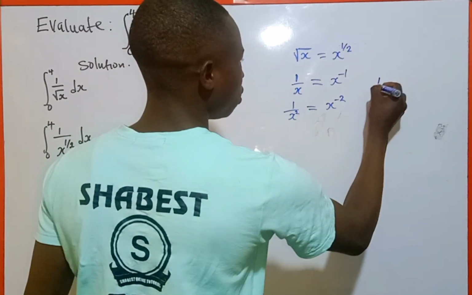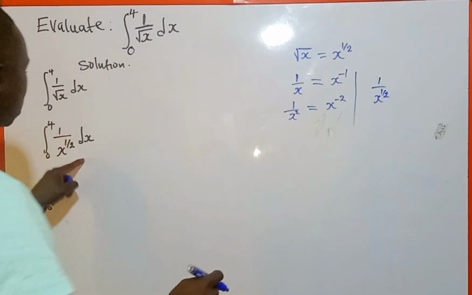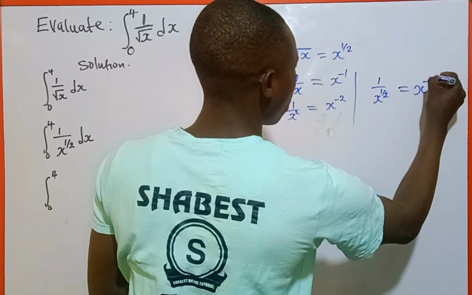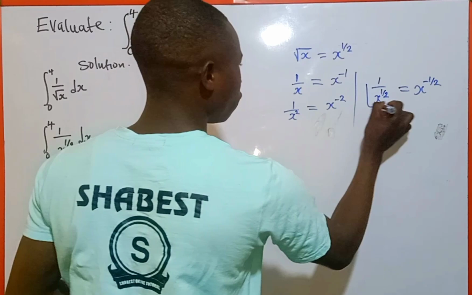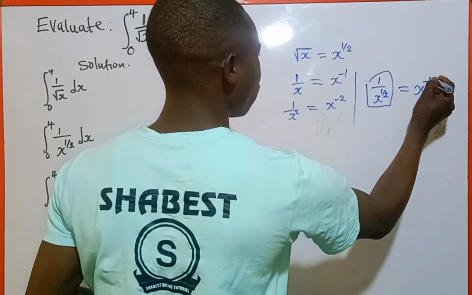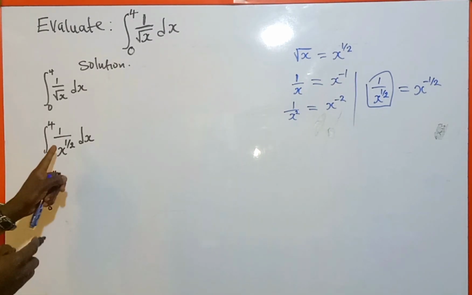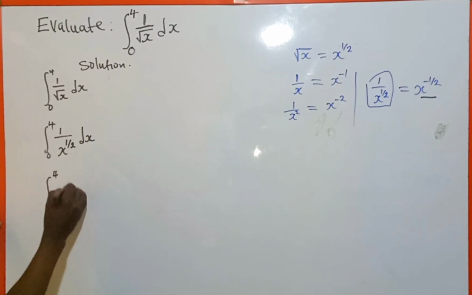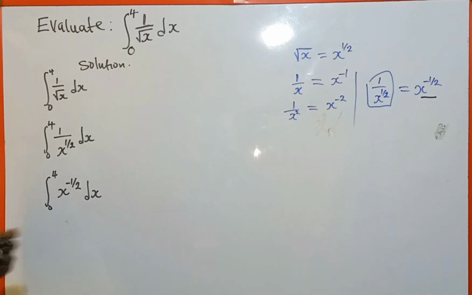So if you have 1 over x to the power of half, it can also be written as x to the power of minus 1 over 2. We are going to replace the whole of this with x to the power of minus 1 over 2. So, instead of 1 over x to the power of half, we are going to have x to the power of minus 1 over 2, then dx. Now we can integrate this with respect to x.